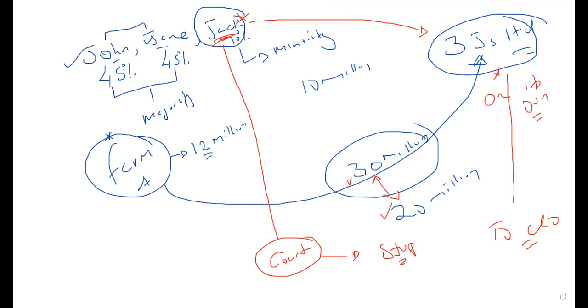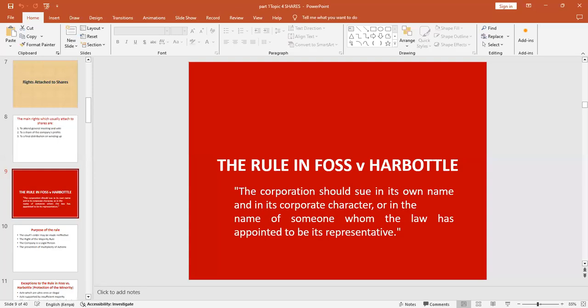So the ruling, this is what happened in that case, in the case of Foss v. Harbottle. It was just people, again, real estate. So the ruling is simple, that the corporation or the company should sue in its own name and its corporate character, okay? Or in the name of someone whom the law has appointed as the company's representative. So this case is usually used to explain, it always comes out as part of protection of minority shareholders against majority shareholders.